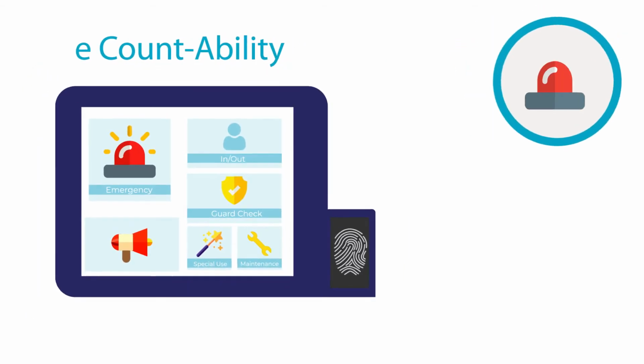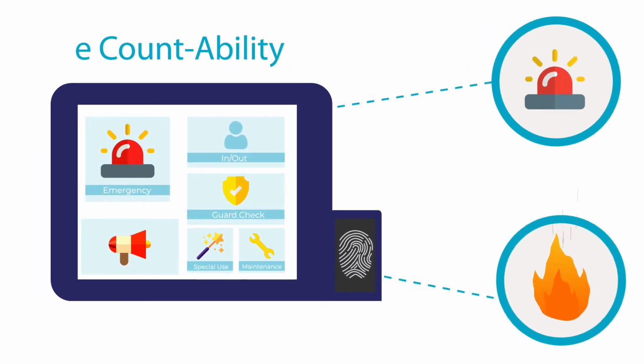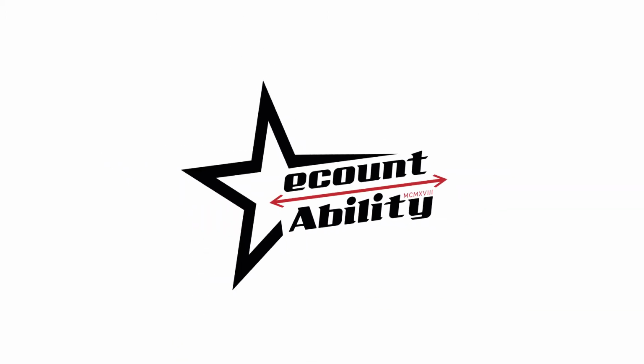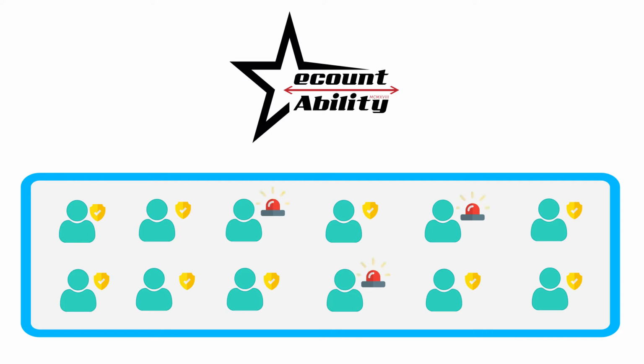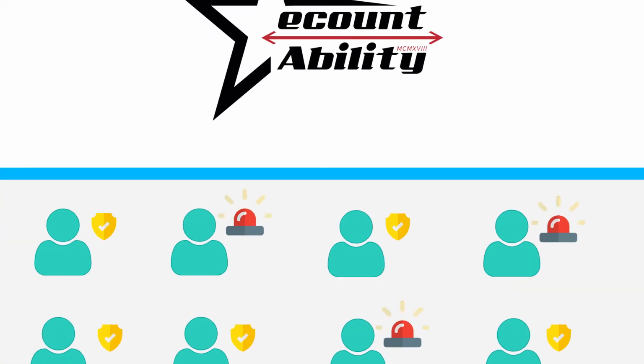Enter the e-accountability platform, a technology developed to address the shortfall in disaster management. E-accountability helps to start the personnel accounting process as soon as possible, allowing critical resources to be allocated more effectively.